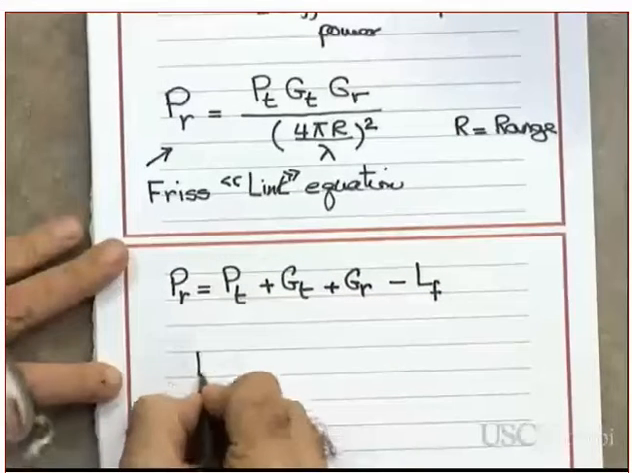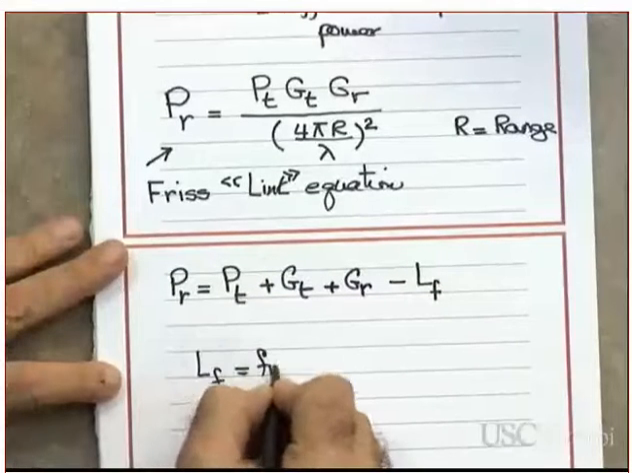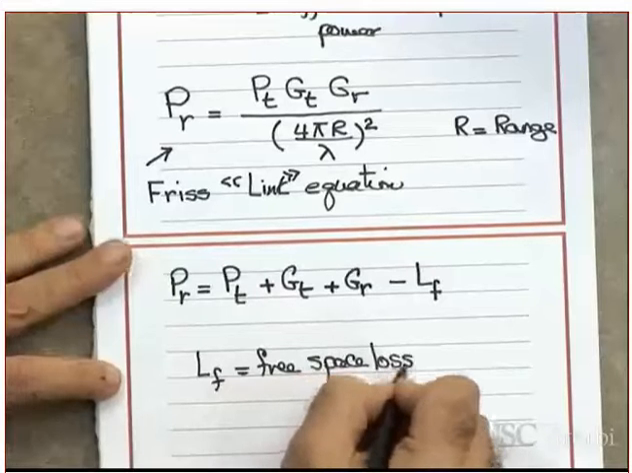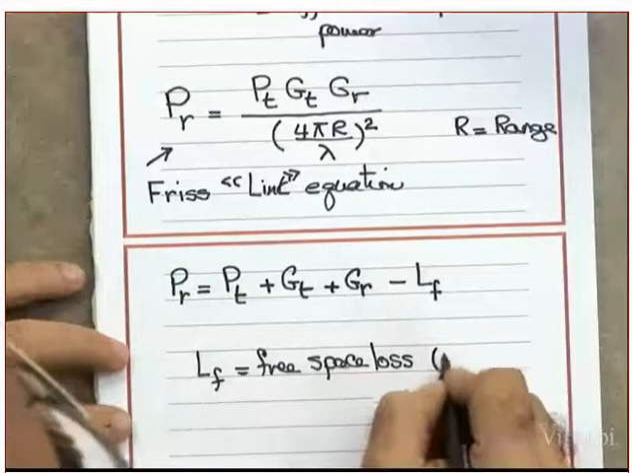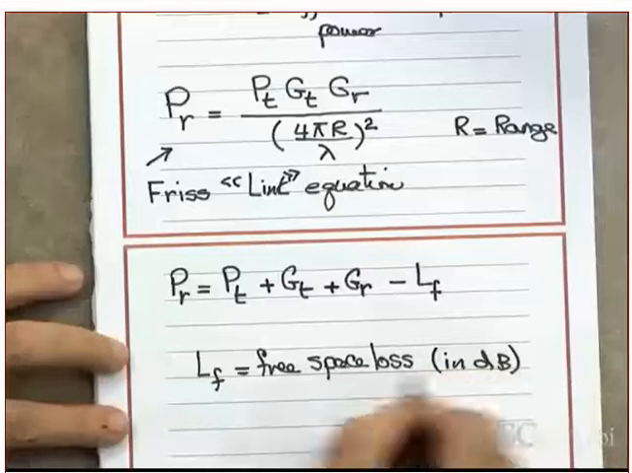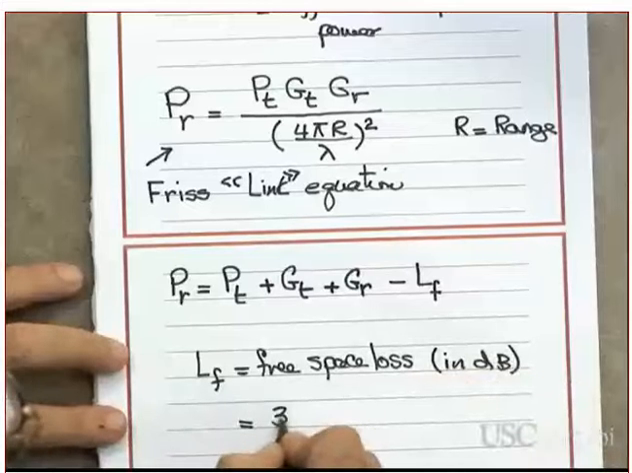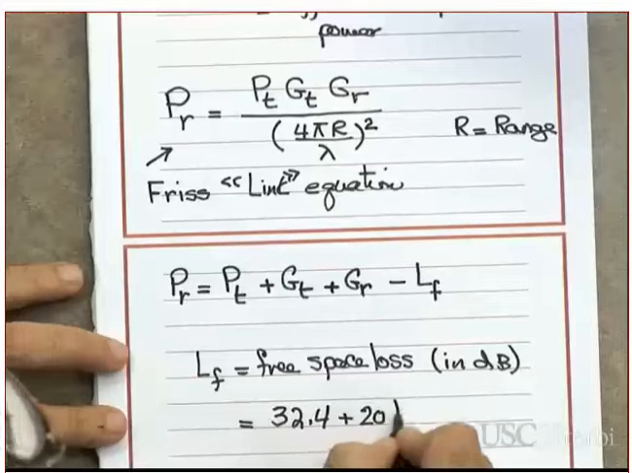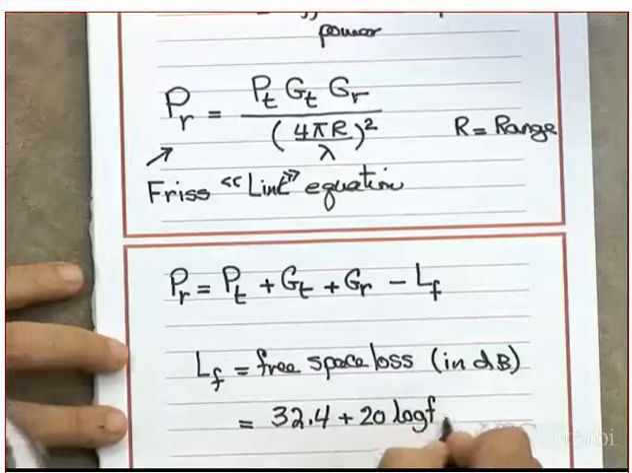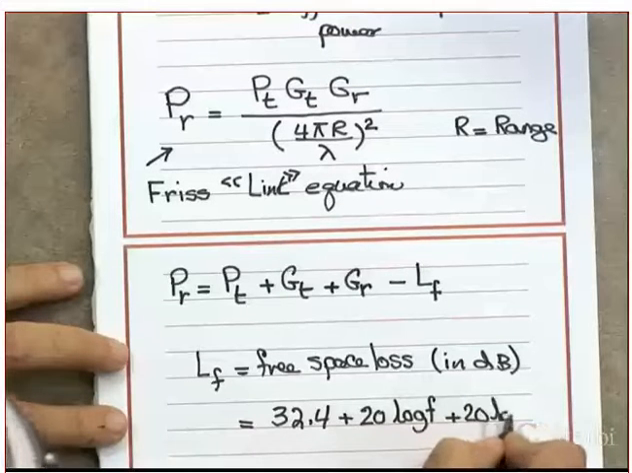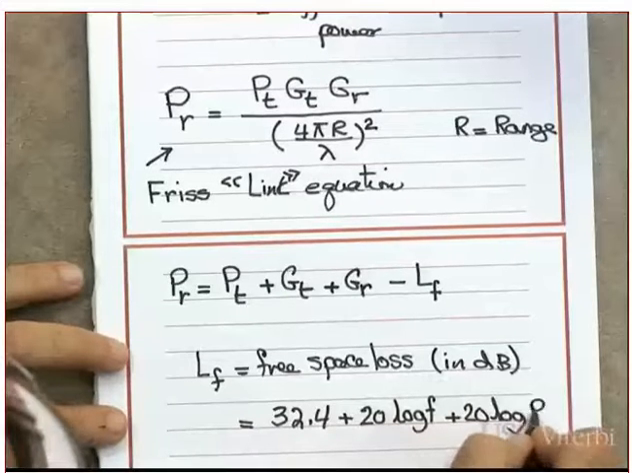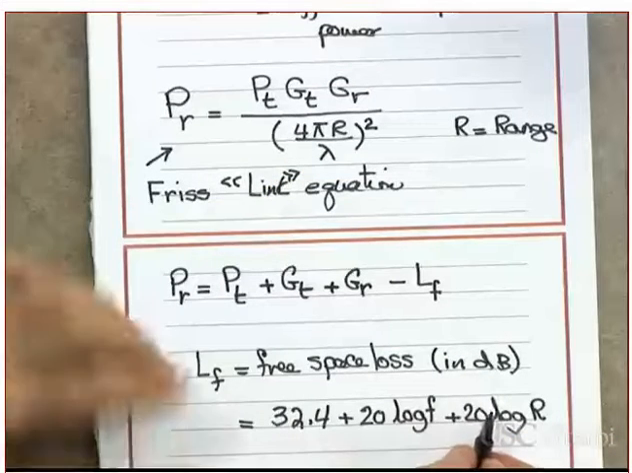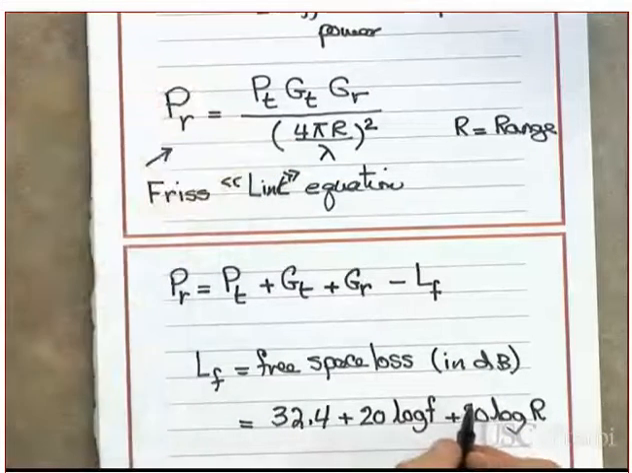What is LF? LF is called the free space loss, in dB. This is equal to 32.4 plus 20 log F plus 20 log R (or D). Are you following me or not? Yes. Where did this equation come from? This equation is this one. Are you following me or not? But you take the log.